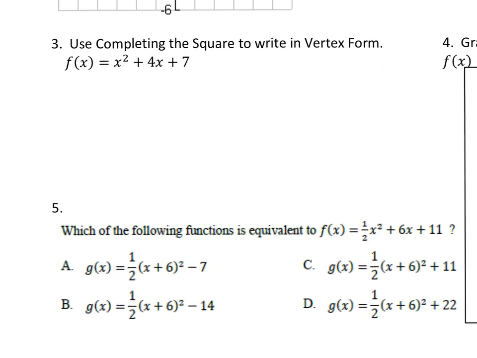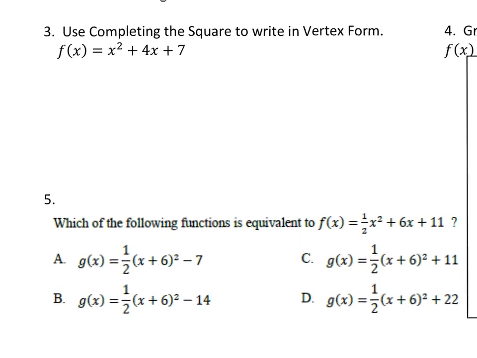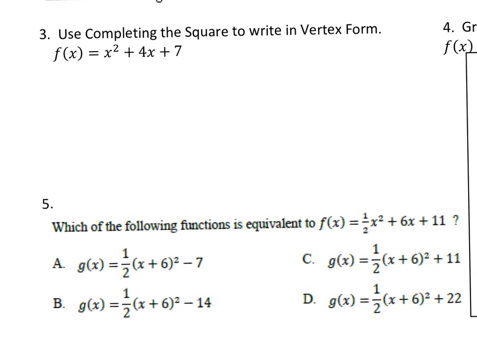Now moving on to number 3, I want to use completing the square, so I'm still using that b over 2 squared to write it in vertex form. This is considered standard form. It is not in vertex form. How I want to get it in vertex form is I want to get, again, the numbers on one side with the x and then 7 on the other. So I'm going to subtract 7 from each side. So I end up getting f of x minus 7 equals x squared plus 4x.